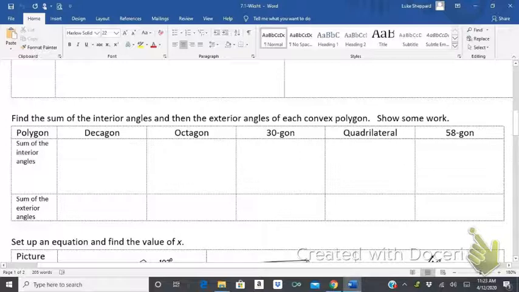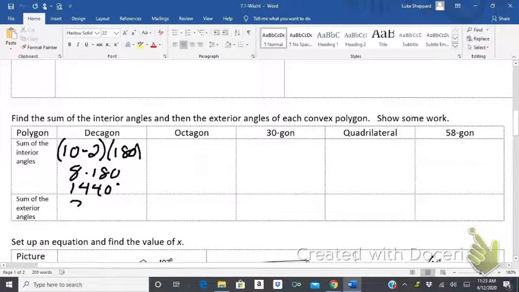So a decagon. Decagon is one that we don't know the name of, so what we're going to do is take a decagon, which has 10 sides. If I want to find the sum of the interior angles, a decagon has 10 sides, so I'm going to do 10 minus 2, and I'm going to multiply that by 180. 10 minus 2 is 8, so I'm really just saying 8 times 180, and 8 times 180 is 1,440.